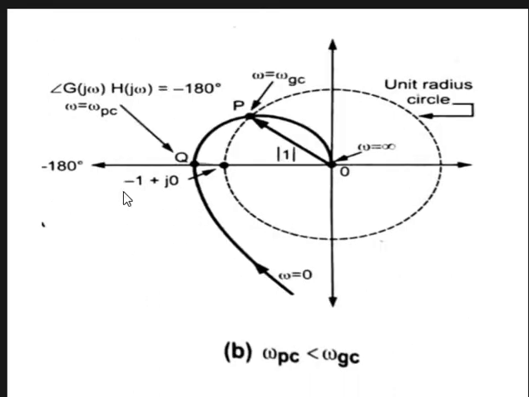Next, an example where omega PC is less than omega GC. Again, a unit radius circle and the polar plot. The point where the polar plot touches the unit radius circle is omega GC. The point where the polar plot touches the negative real axis, the minus 180 degrees line, is omega PC. Here omega is equal to 0 at the starting point, and omega is equal to infinity at the ending point. Starting here and increasing the frequency, this is a lower frequency compared to this one. So that is the omega PC less than omega GC example.